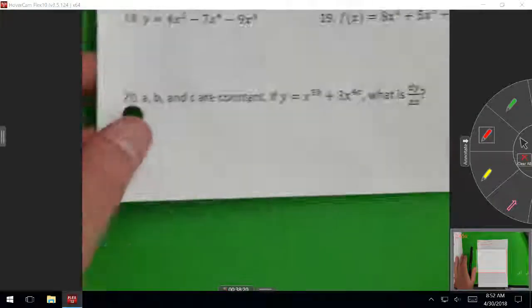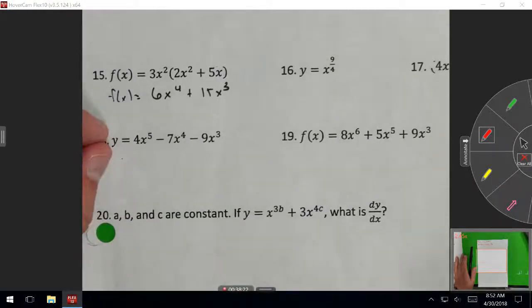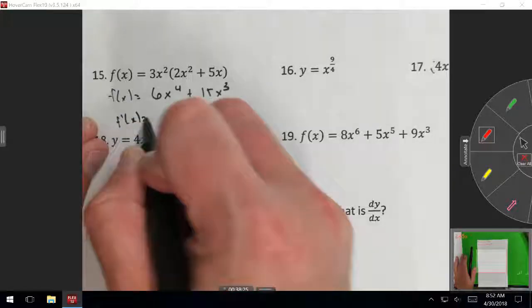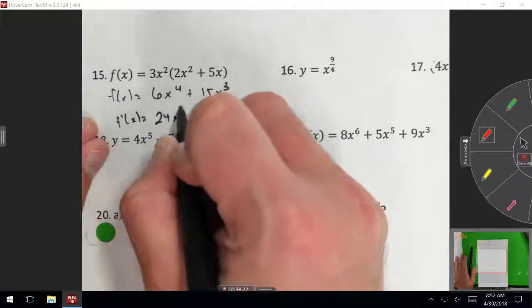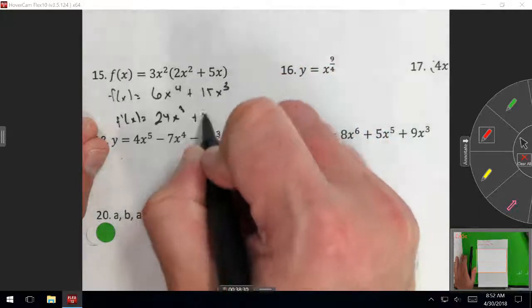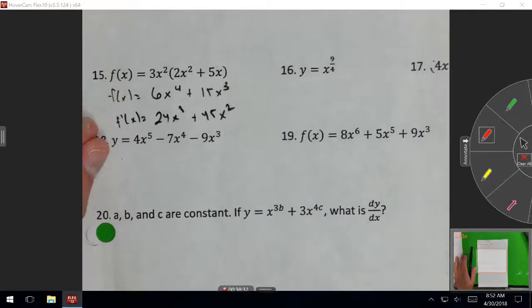Number 15. What do you think we need to do? Let's just talk about this for a minute. What do you think we need to do first on number 15? Distribute. So let's distribute that. That's L of x equals 6x to the 4th plus 15x cubed. Then find the derivative. F prime of x equals 4 times 6 is 24, minus 1 is x cubed. 3 times 15 is 45, x squared. Are we good on that one?